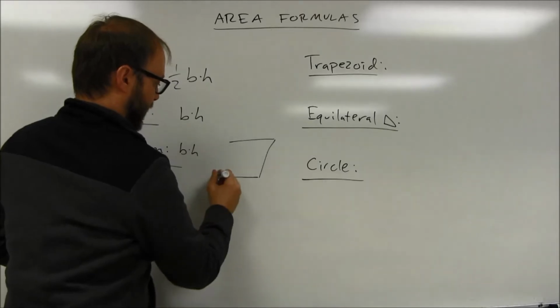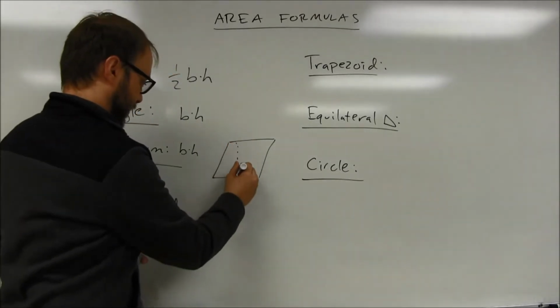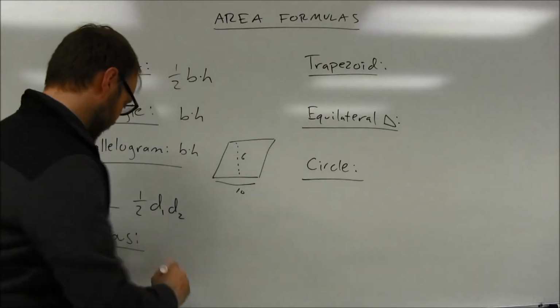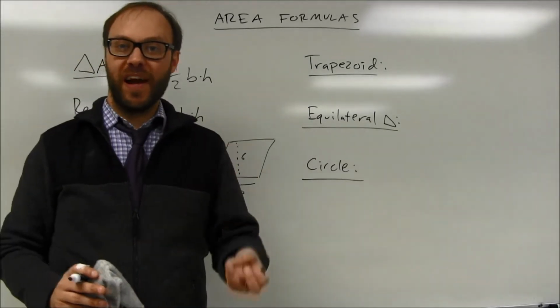A rhombus is interesting because a rhombus is a parallelogram. So if you've got a base and a height, say the base is 10 and the height is 6, you can just take the base times the height and you can get the area, no problem. Keep in mind that a rhombus is also a kite.